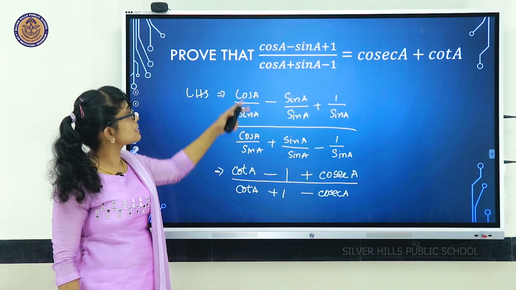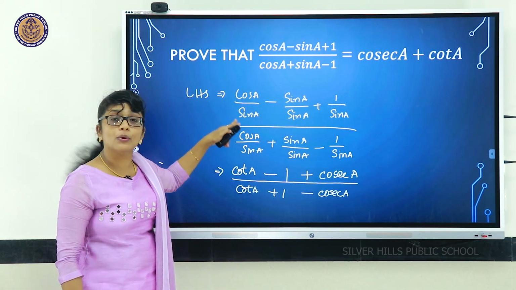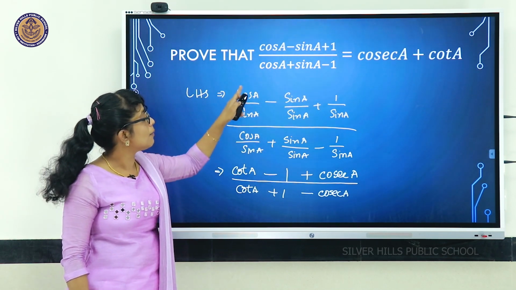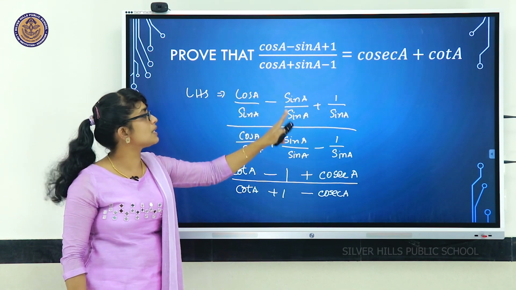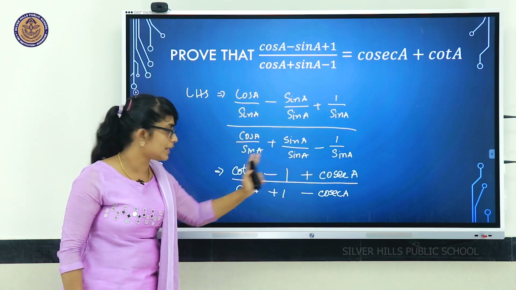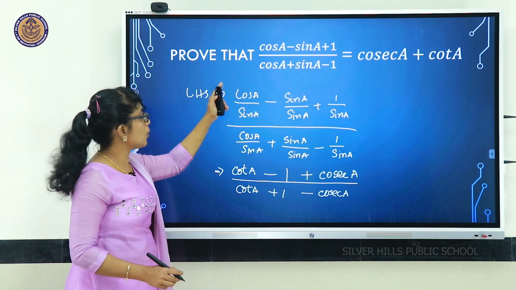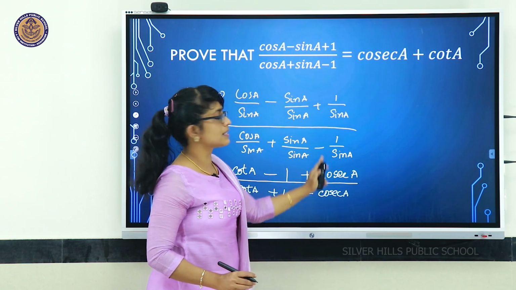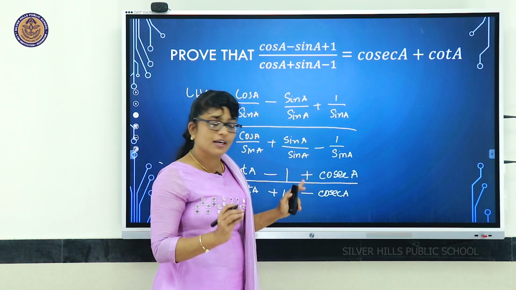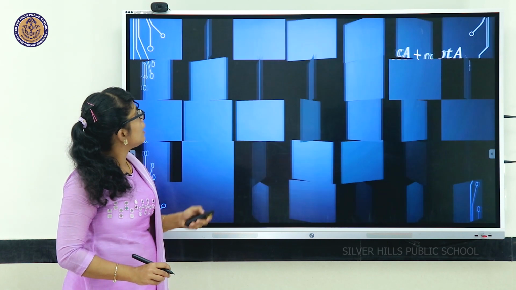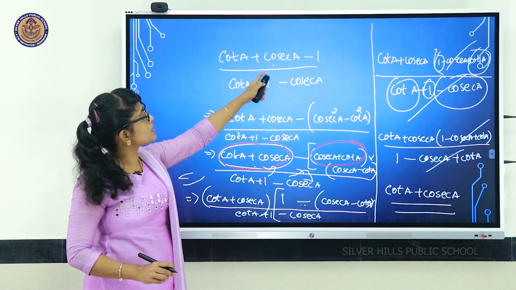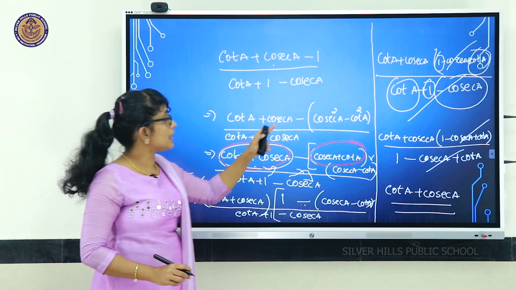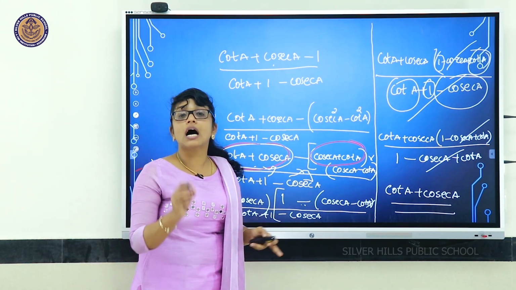Once more I revise. Each and every term you can divide by sin A. Cos A by sin A minus sin A by sin A plus 1 by sin A, and the denominator also. And we studied cos A by sin A is what? Cot A minus 1 plus 1 by sin A, cosec A, denominator also. Then cot A plus cosec A minus 1, over cot A plus 1 minus cosec A. Then instead of 1, we can use an identity.